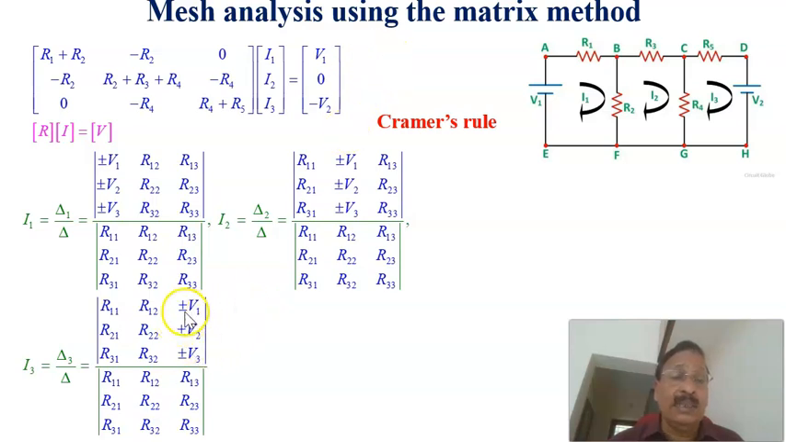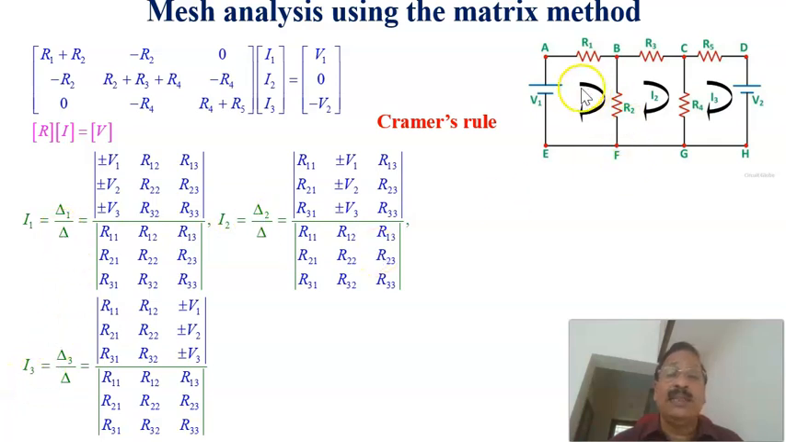Generally it is plus or minus V1, plus or minus V2, plus or minus V3 in the third column. In this particular circuit, here it will become V1, here it will become 0, and here it will become minus V2. And we'll be finding out the determinant, the numerator. Similarly, the denominator is the same as delta, that is the determinant of this resistance matrix. Therefore, taking the ratio will give the third mesh current I3.